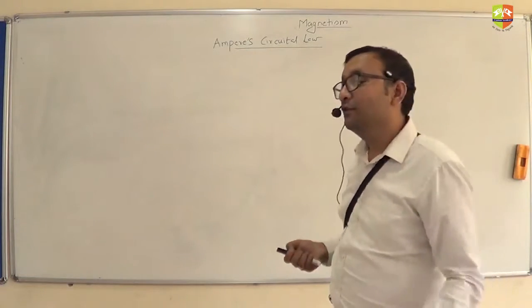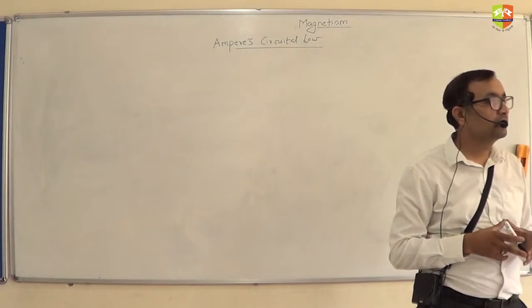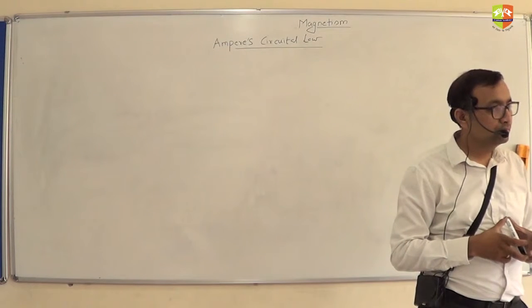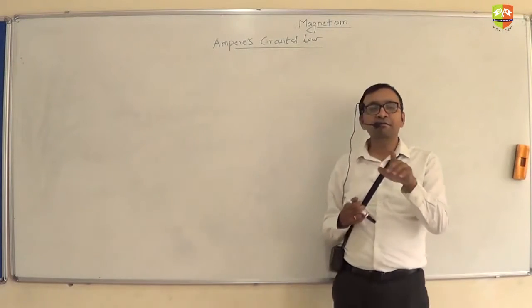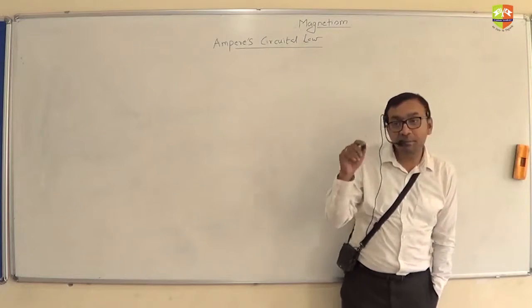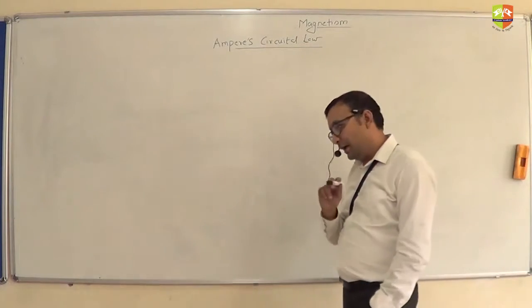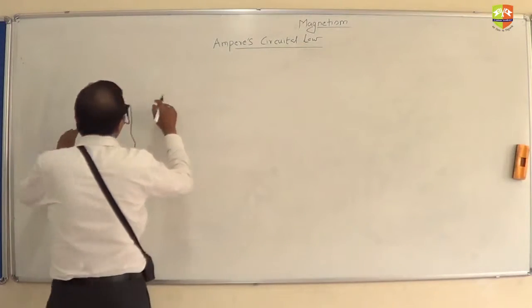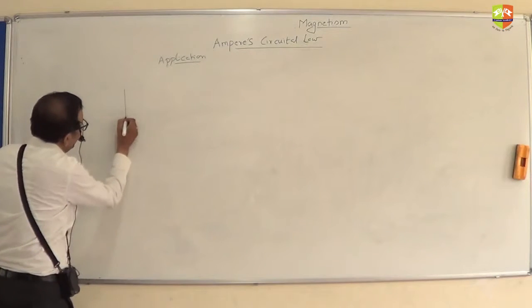Alright, next is application of Ampere's circuital law. When you apply Ampere's circuital law, you are finding the magnetic field on the loop itself. You are integrating B dot dl on the loop. On the loop, what is B? On the loop, where is dl? And then on the loop you are finding it. Understood? So first we will take the first application of Ampere's circuital law. First let us take an infinite wire.